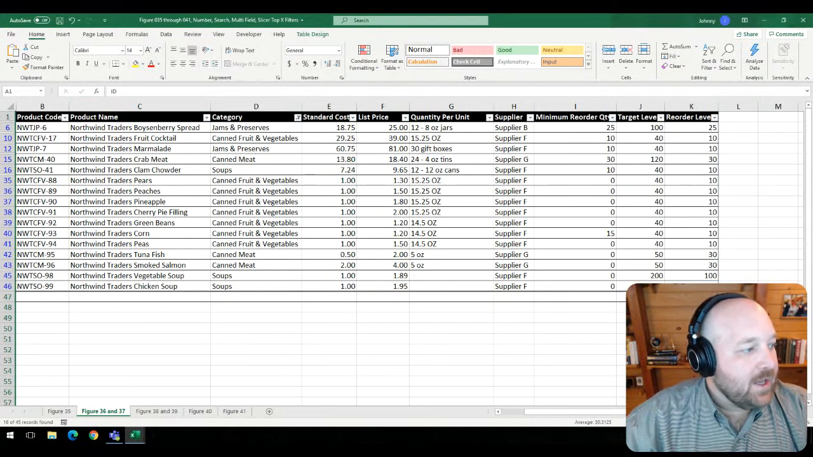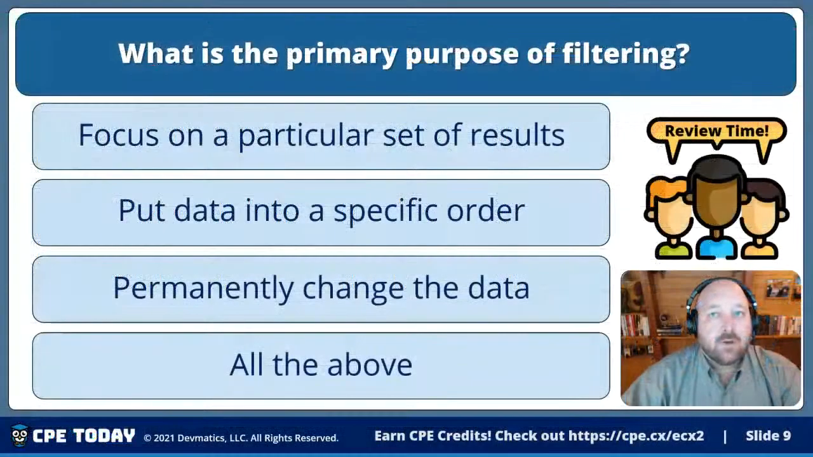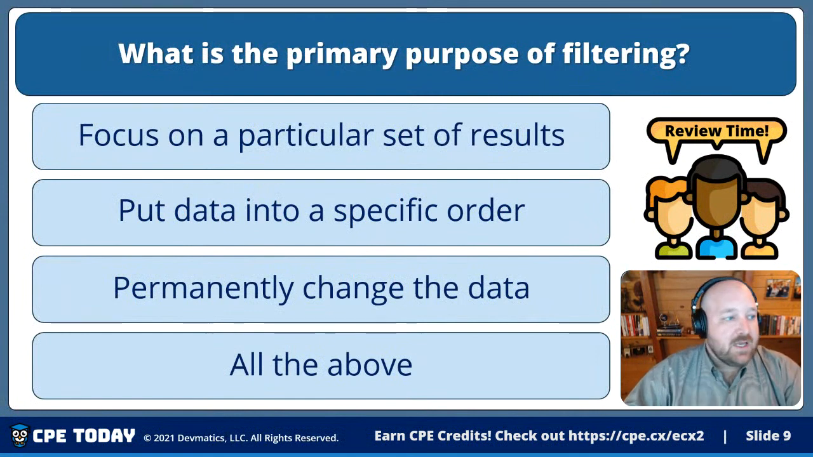Let's go ahead and have our next review question here. Alrighty. What is the primary purpose of filtering? Is it to focus on a particular set of results? Is it to put data into a specific order? Is it to permanently change the data, or all of the above?